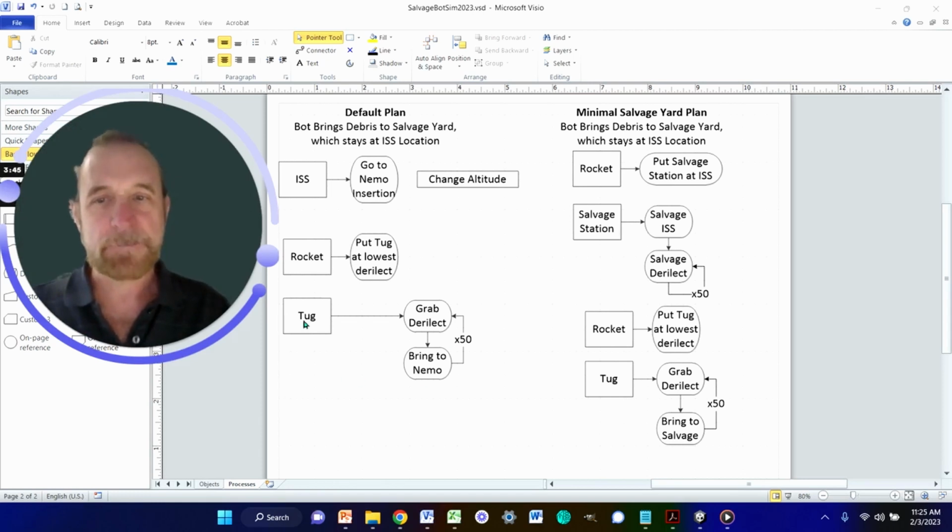The alternative, once we have a tug that can bring debris to places, then why not bring it to a salvage station instead? And this salvage station can start with the ISS itself. So that can be salvaged. All these derelicts can be salvaged. The question is, my intuition is that the energy to do this is about the same, so we might as well salvage it. But it's possible I'm just wrong and I don't understand it.